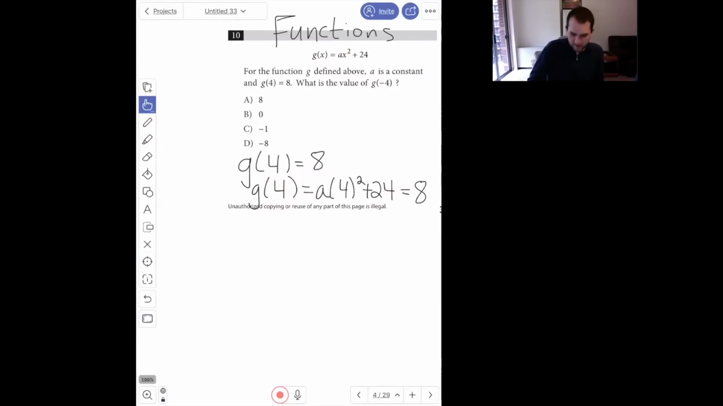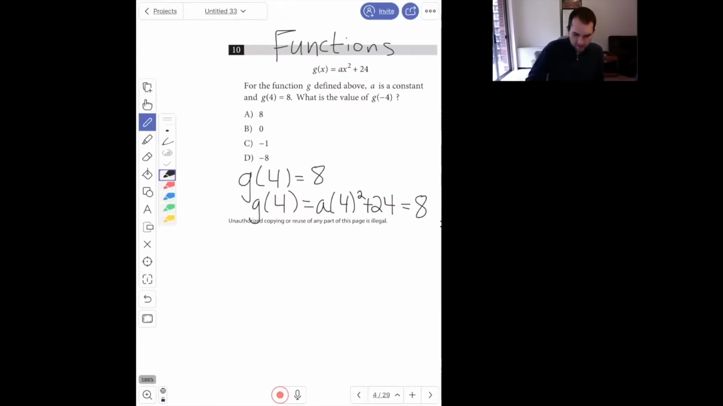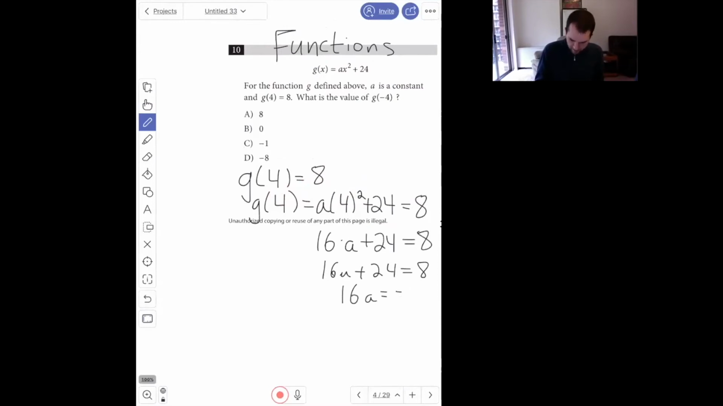4 squared is 16, so this becomes 16 times a plus 24 equals 8. I'm not really sure where I'm going, but it looks like I might want to solve for a. Subtract 24 from both sides: 16 times a equals negative 16. A equals negative 1. Now be careful.